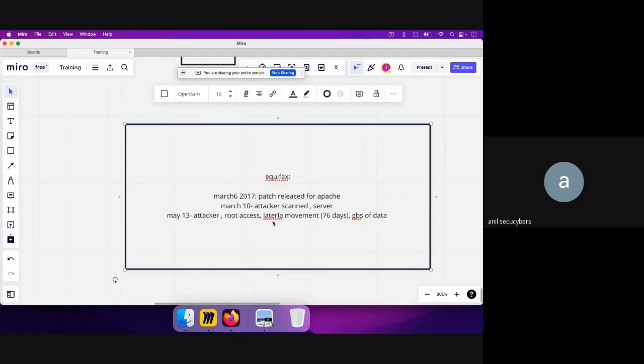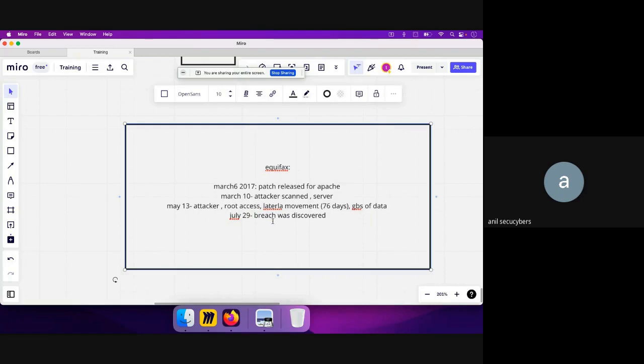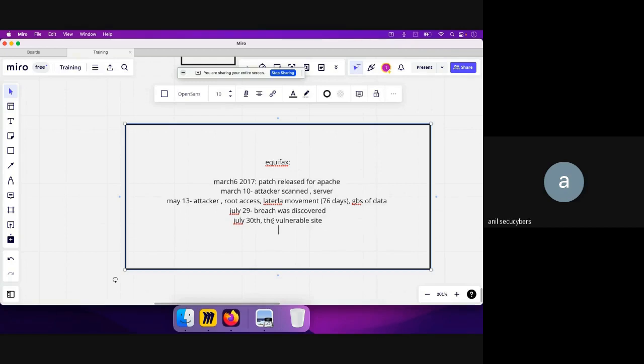Now, on July 29th, the breach was discovered. Once the breach was discovered, on July 30 the vulnerable website, the vulnerable server which had that CVE bug in it, was removed. By that time, almost 150 million people's data had been stolen by the attacker.